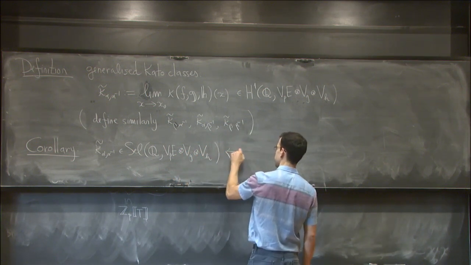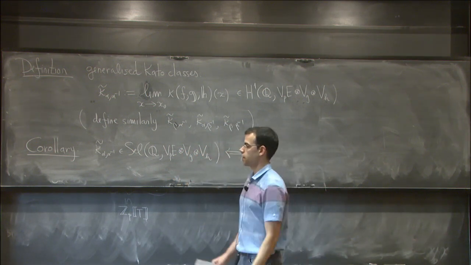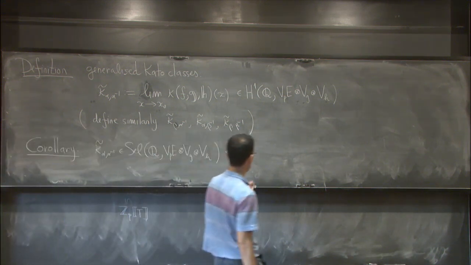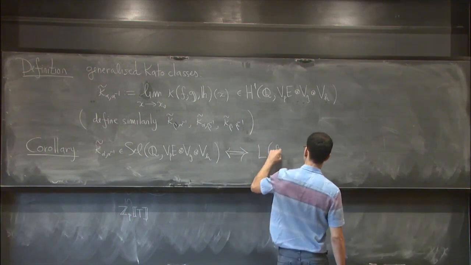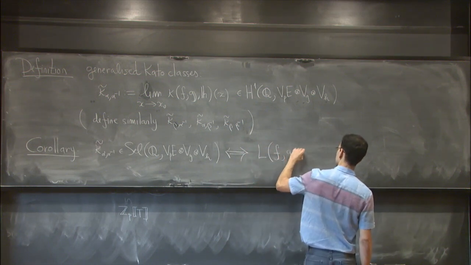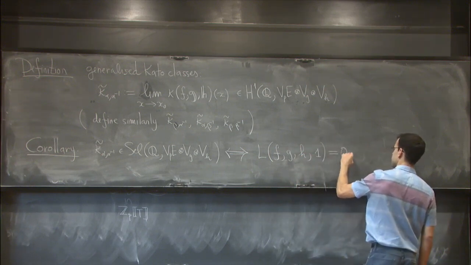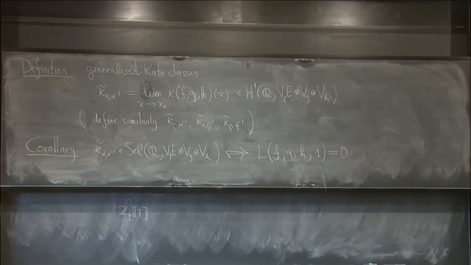precisely when the restriction at P is in the Bloch-Kato finite subspace, but that's precisely the kernel of the dual exponential. Okay, but now when you specify a weight 1, this recovers the L value. So that will be precisely the case when this central value at 1 is trivial, vanishes.